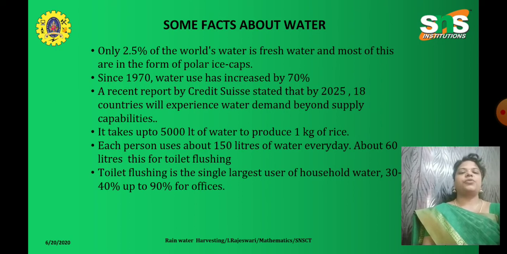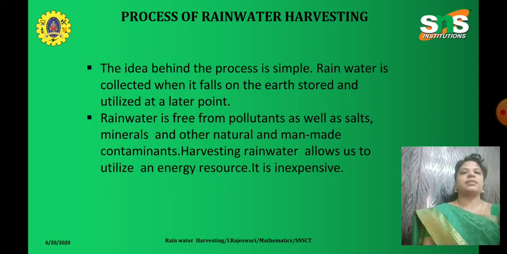It takes up to 5,000 liters of water to produce 1 kg of rice. Each person uses about 150 liters of water every day. About 60 liters of this is for toilet flushing. Toilet flushing is the single largest user of household water, 30 to 40 percent, up to 90 percent for offices.